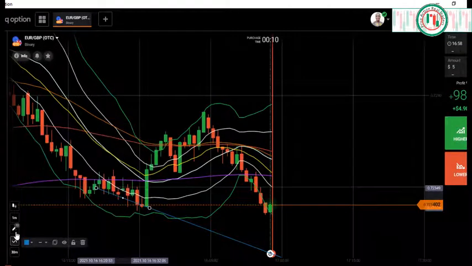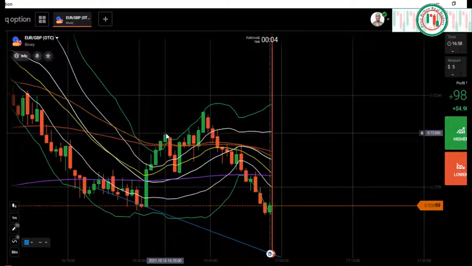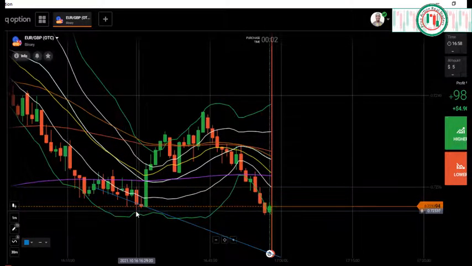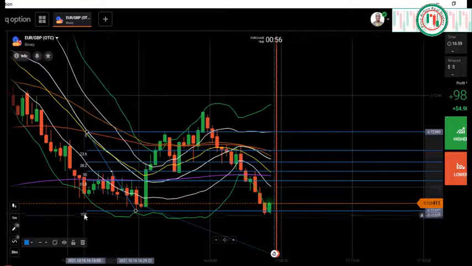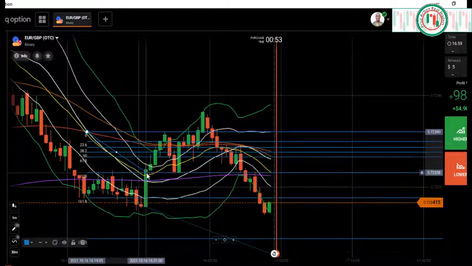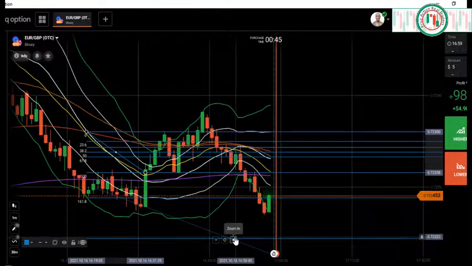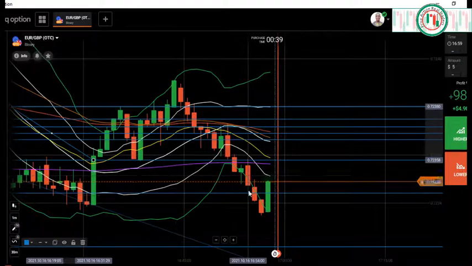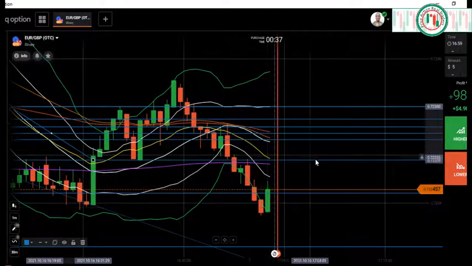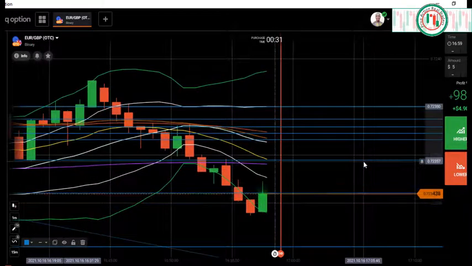So let me see. Let me draw my Fibonacci from here to here, or from here to here, to see where market is supposed to reverse. I think market will reach this level, even though I can see, yes, this is a fake breakout. This fake breakout of this 161.8 level.